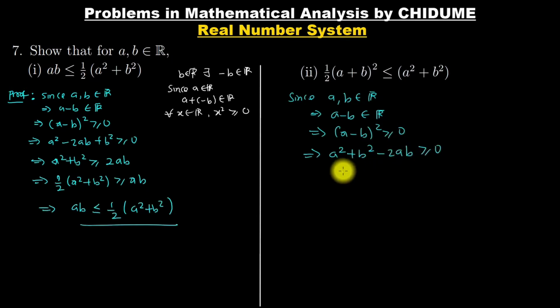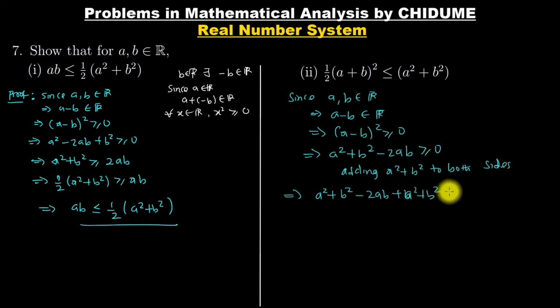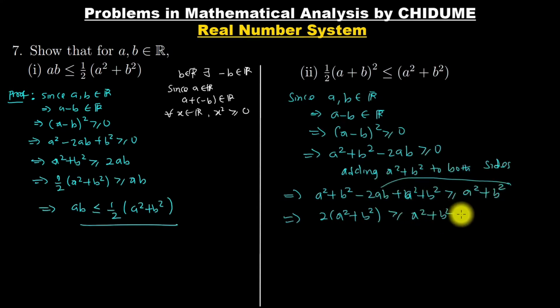So if I add a square plus b square to both sides, that means I'm going to have a square plus b square minus 2ab plus a square plus b square to be greater or equals to a square plus b square. That means I'm going to have 2 open brackets a square plus b square to be greater or equals to a square plus b square. Then if I bring this to the other side, I'm going to have plus 2ab.